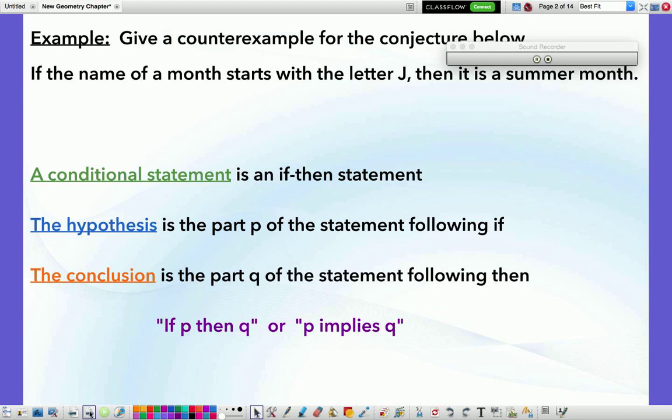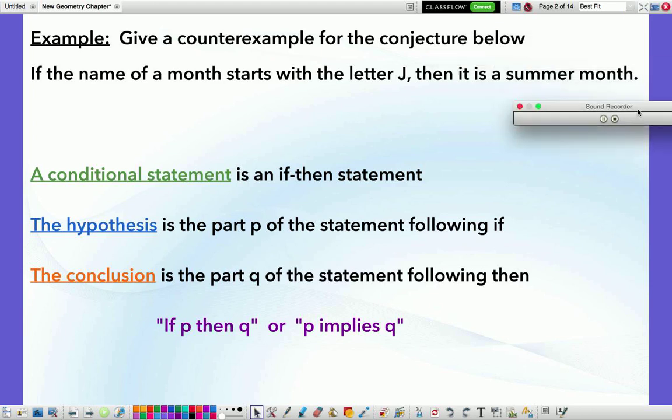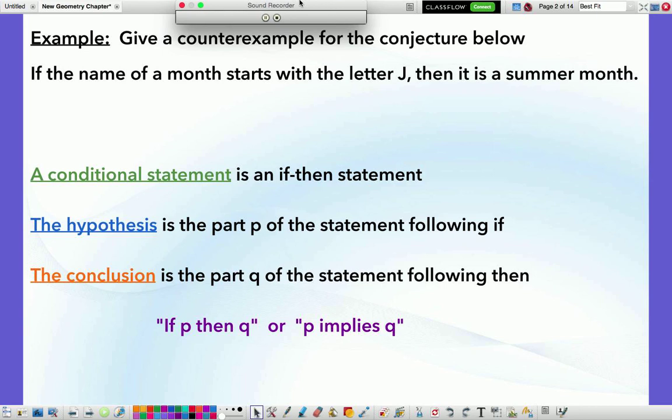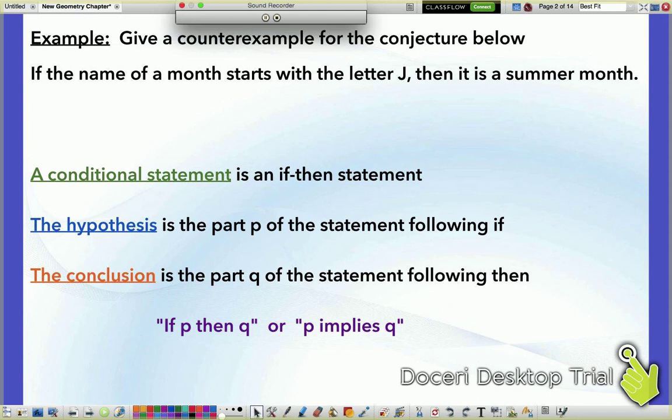Okay, this one says give a counterexample for the conjecture below. If the name of a month starts with the letter J, then it is a summer month. So what they're saying is they want you to give an example that shows that is false. Well, we know June and July are summer months. But there's another month that starts with J that's not a summer month, and I'm sure you all know what it is. January.